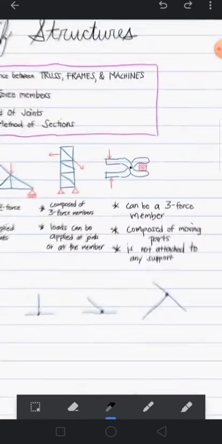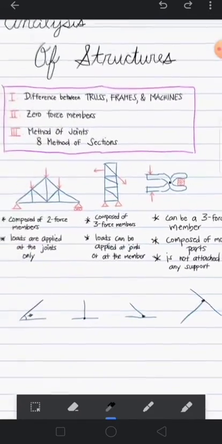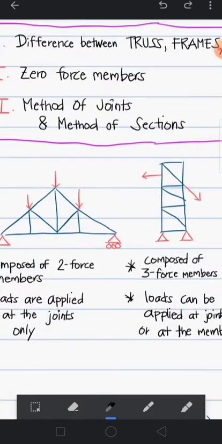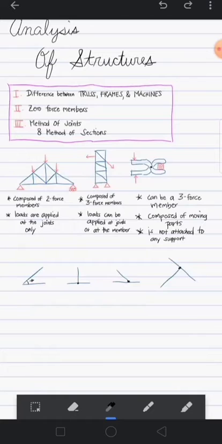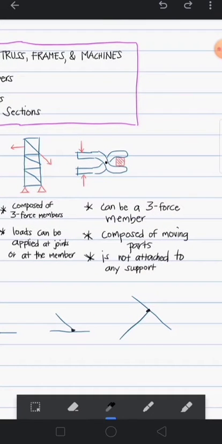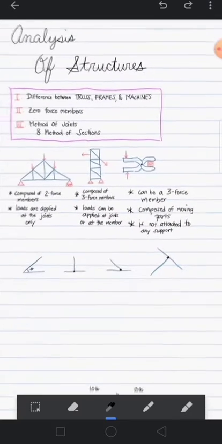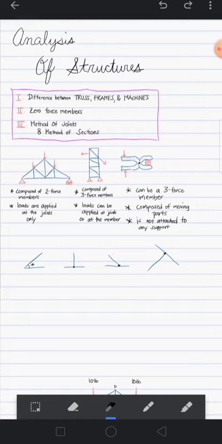So that's it. And it is not attached to any support. Unlike trusses and frames, which have supports, like a hinge or a roller or anything you use to attach the truss or frame to the earth, the machine is not attached to any support. So that's it for the difference between truss, frames, and machines.